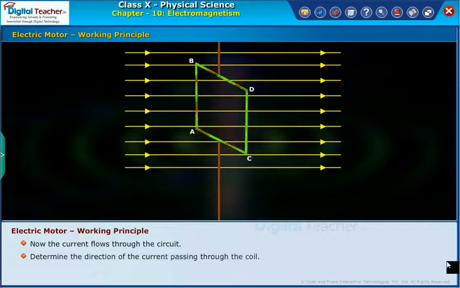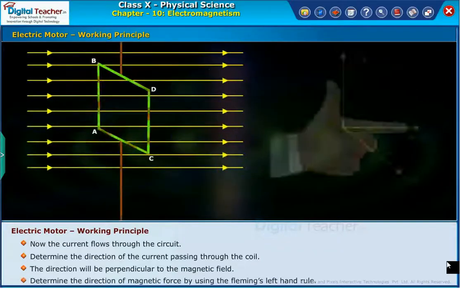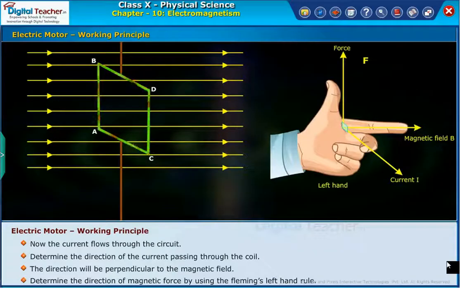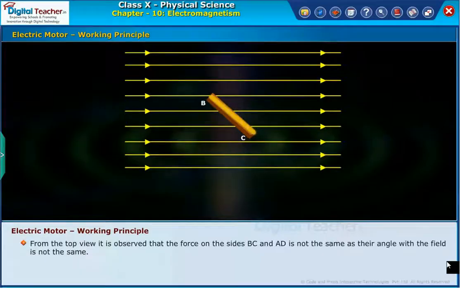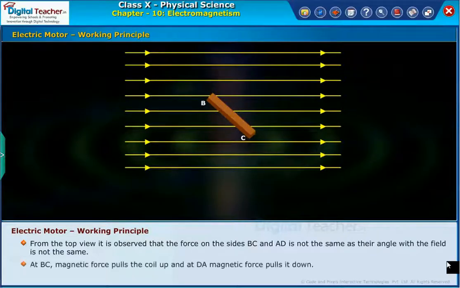Determine the direction of the current passing through the coil. The direction will be perpendicular to the magnetic field. Determine the direction of magnetic force by using Fleming's left-hand rule. From the top view, it is observed that the force on the sides BC and AD is not the same as their angle with the field is not the same. At BC, magnetic force pulls the coil up, and at DA, magnetic force pulls it down.